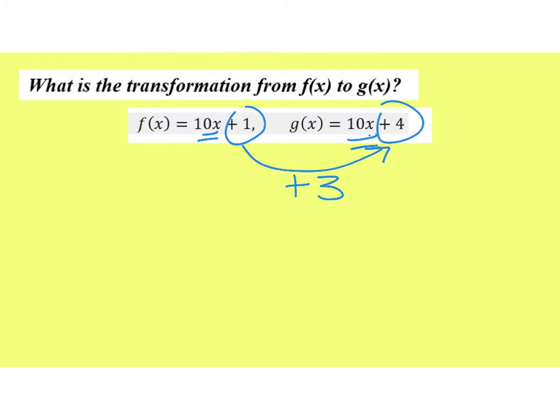Now, the change happened outside the parentheses, yes? So it's vertical, which means it's up and down. This is the over piece. It's E, so it's exactly what you think it is. So if we're talking about up or down, if you're adding 3, are you going to be going up or are you going to be going down? Up.